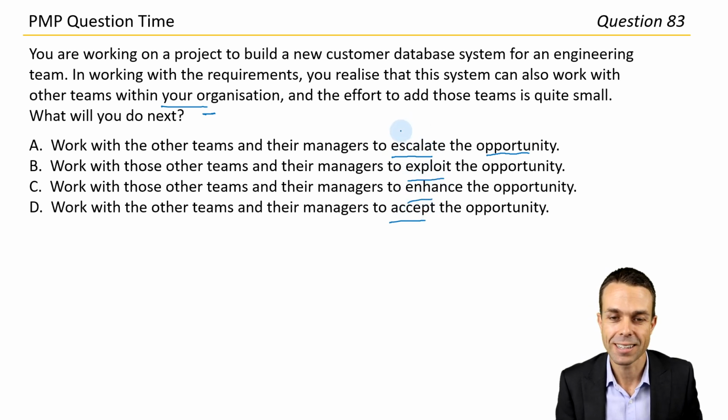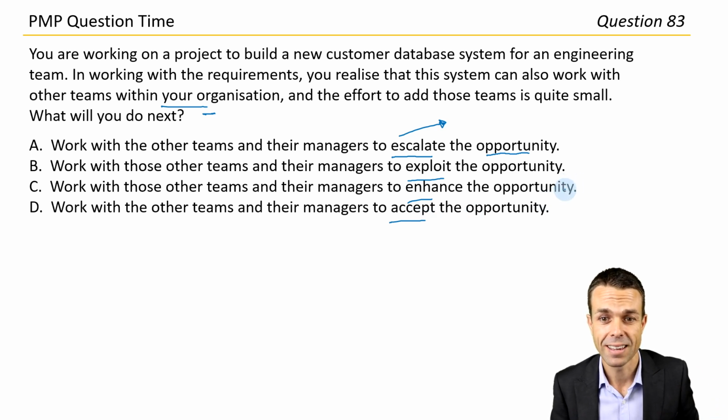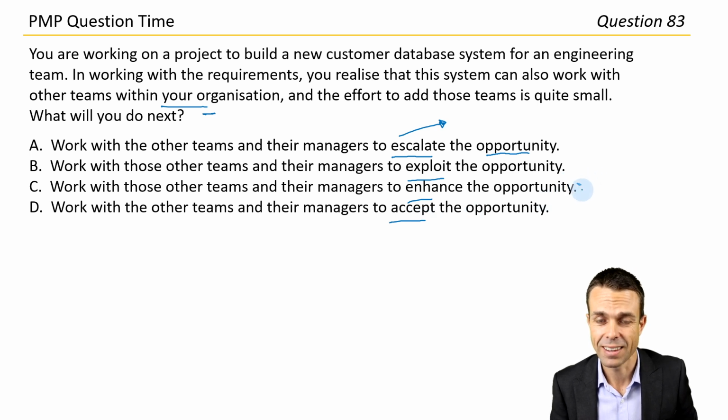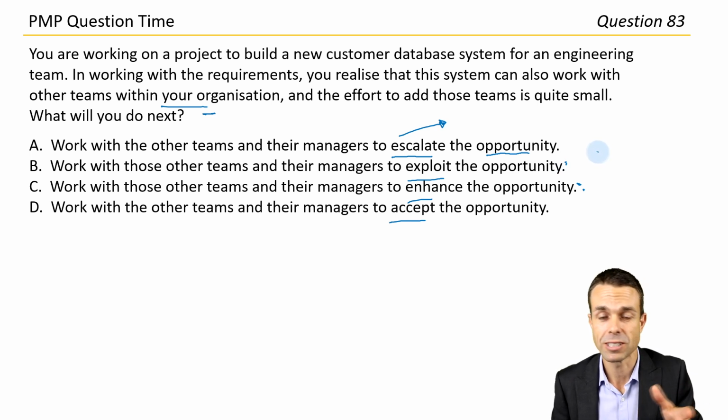I think escalating it is when we don't have the authority, so maybe, but I think there's possibly a better one. Accepting it could be passive or active acceptance, when we're just accepting that it's there. Enhancing it is when it's already happening perhaps and now we're making more of it. That could fit. But I think probably the best one for us is to exploit the opportunity, to actively make sure that it happens. So it's like mitigating a risk. We're actually taking action. We're saying, okay, let's do it and let's make this opportunity happen.